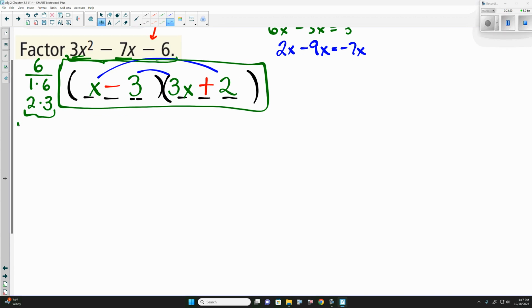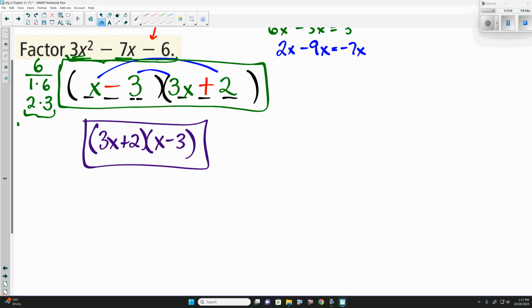And that's it. Now, there is another way that we can technically write this answer. This is also correct. Because with multiplication, we're saying the x minus 3 is being multiplied by the 3x plus 2. Does order matter with multiplication? No. So 3x plus 2 times x minus 3 is the same thing. It's just written in a different order. You don't have to have both. You just need one of them. Because these are the same thing.